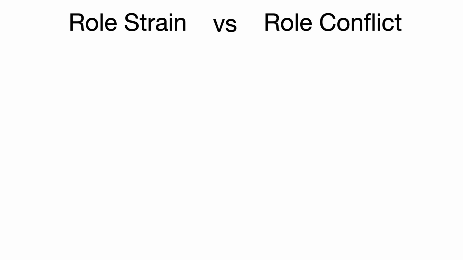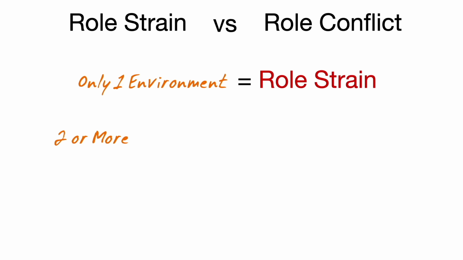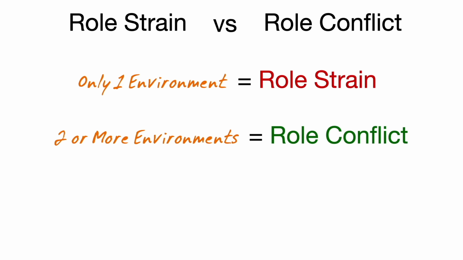So, the tip for when you're deciding between role strain and role conflict on an MCAT PsySoc question: scan the question stem for number of environments. If there's only one environment, choose role strain. If there's two or more distinct environments, choose role conflict.